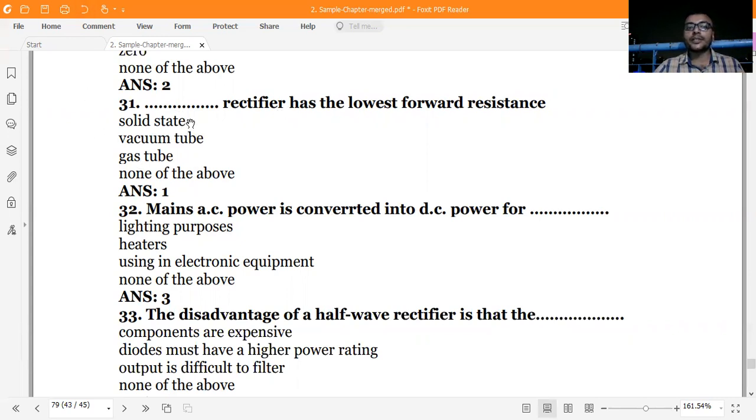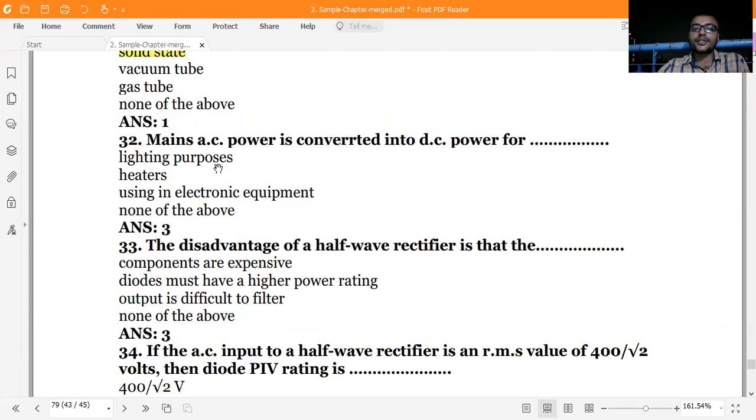The solid state rectifier has the lowest forward resistance. This question is a theoretical question we have to take care of. Then, mains AC power is converted into DC power using electronic components.